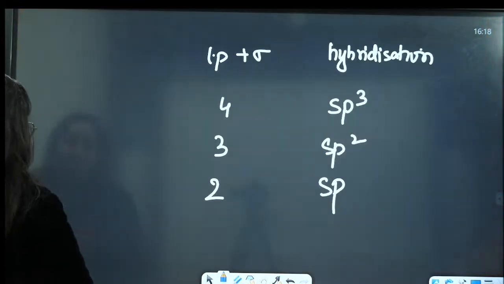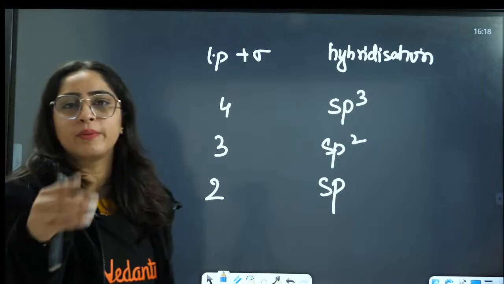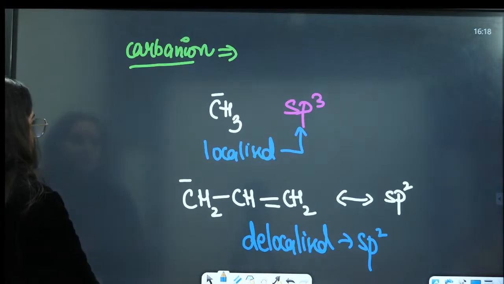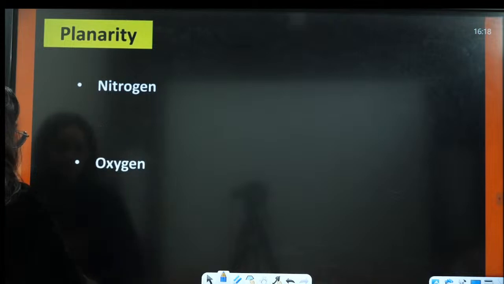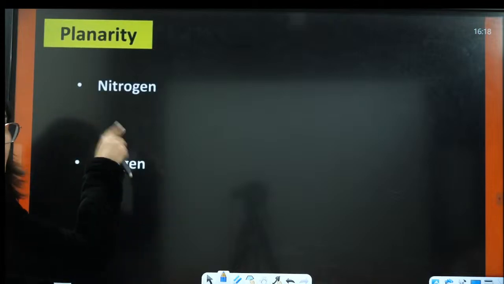So now let us understand what cyclic is. Cyclic means there will be a ring. That is very simple. I'll do this when we start heterocyclic compounds. We'll understand this then.